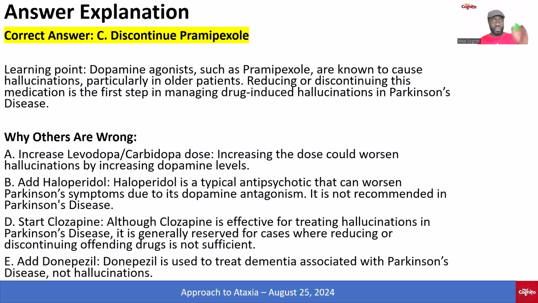Okay. Dr. Michaels, you raised your hand. Please ask your question or bring your contribution. Oh, another thing, why haloperidol is not indicated: in the question, they said she doesn't have any psychiatric issues. So these are not indicated in this case. Beautiful.